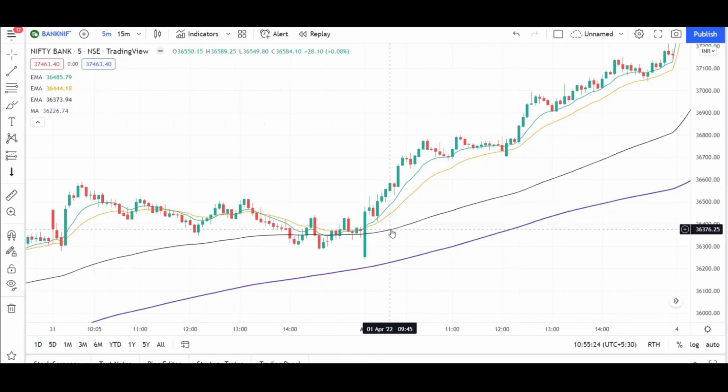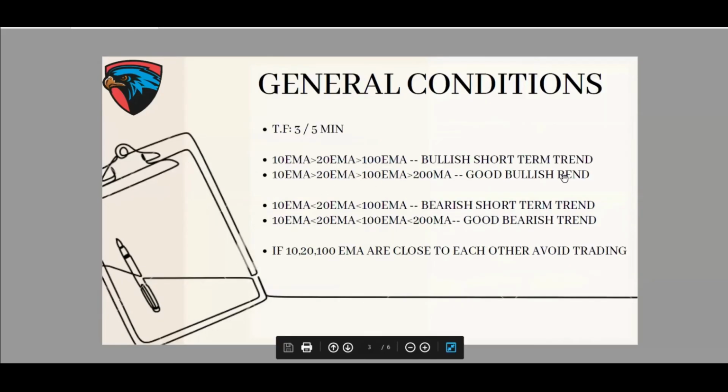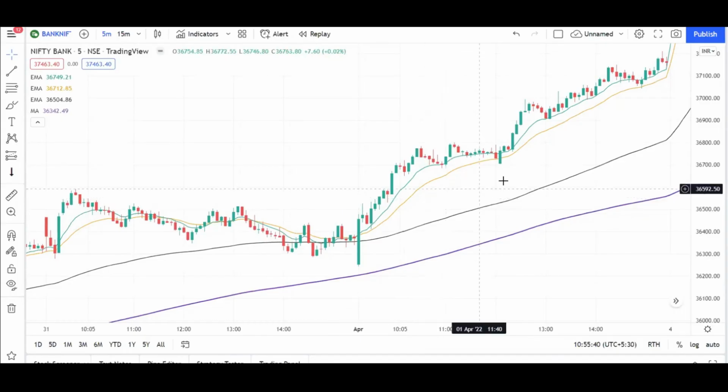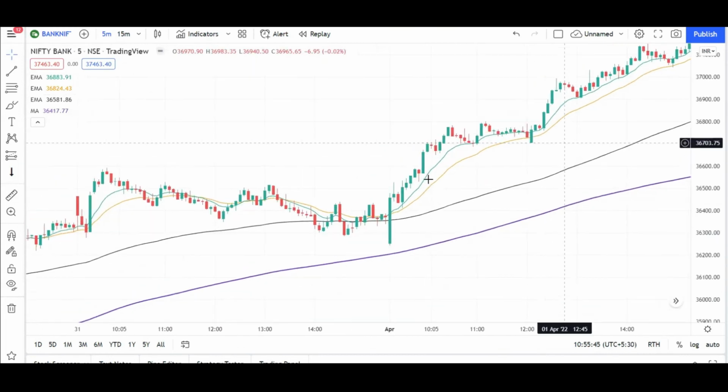Because the 100 exponential moving average is below these two, and the 200 is also below this 100 exponential moving average. So this shows a good bullish trend, and you can see the bullish trend is very good. It was pretty much good, this bullish trend.